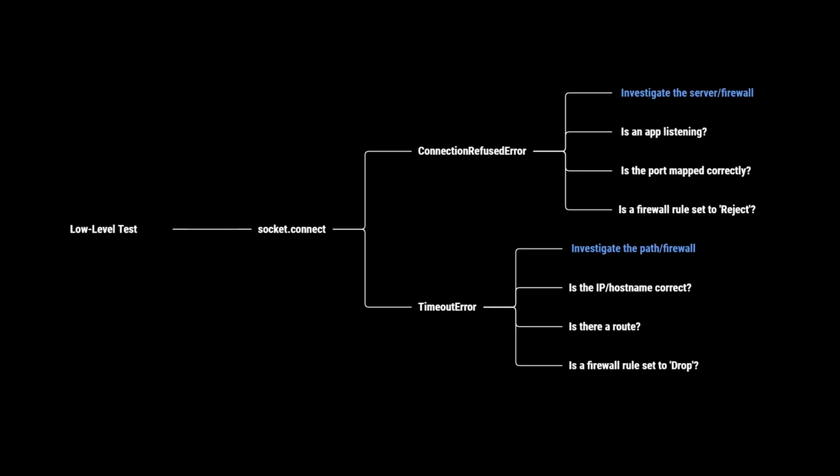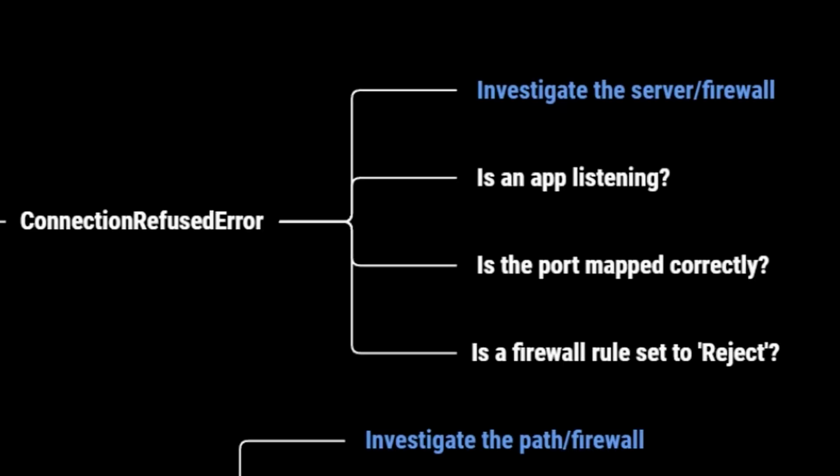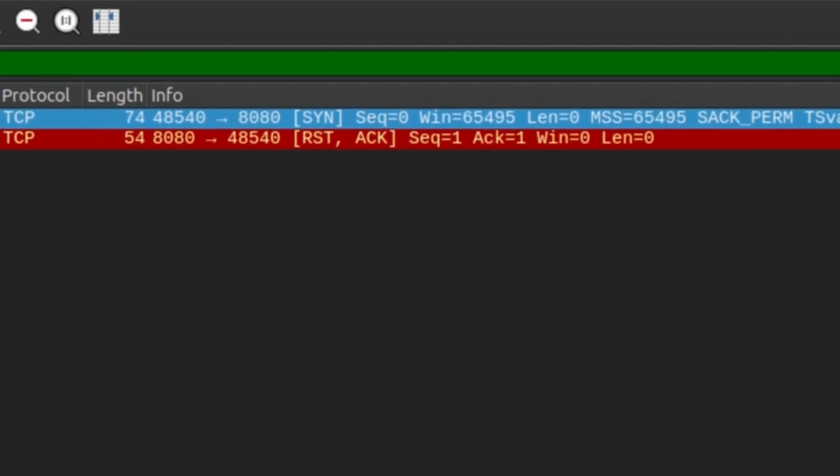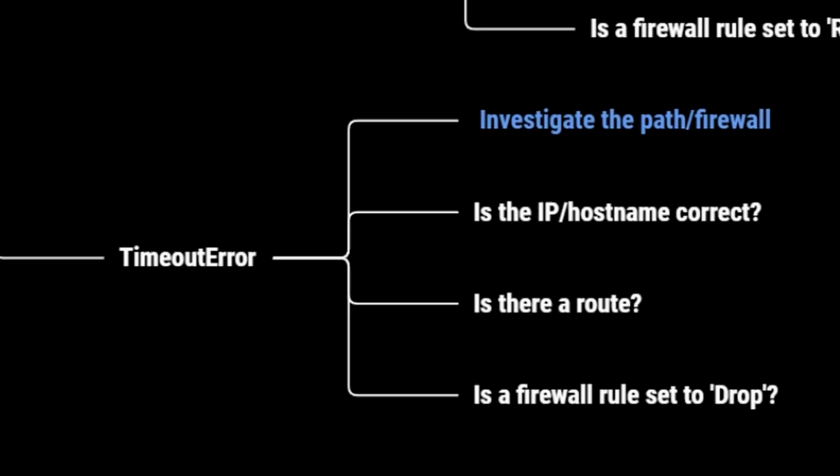And for network engineers, here's the key takeaway. What socket shows you as an error is what Wireshark shows you as packets. A connection refused error corresponds to seeing a TCP RST packet in your capture. A timeout error corresponds to seeing your outgoing SYN packet with no SYN-ACK in response.